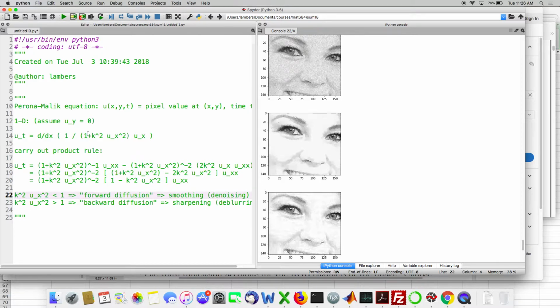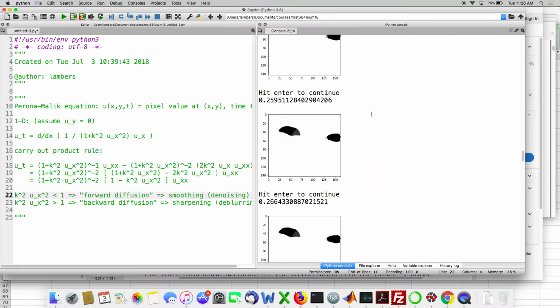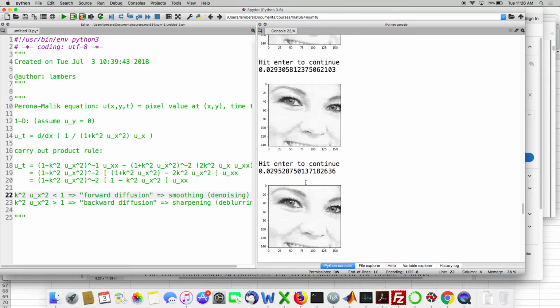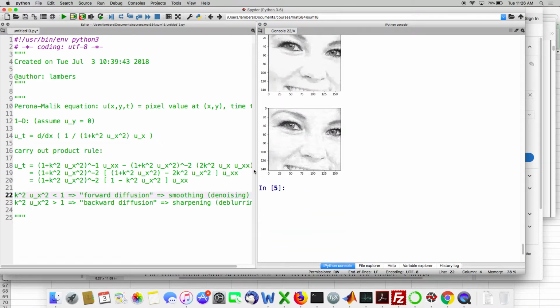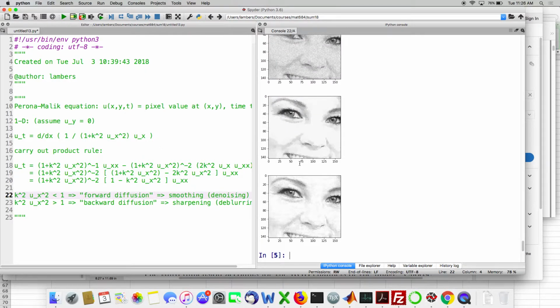If I had continued that process from before, of the ghost eyes here, if I continue this, eventually even these would have gone away. So now we see the effect of choosing K. We got to choose it just right so that we don't get too much blurring, but we actually get some smoothing as well. All right. So, any questions about what just happened to these images?